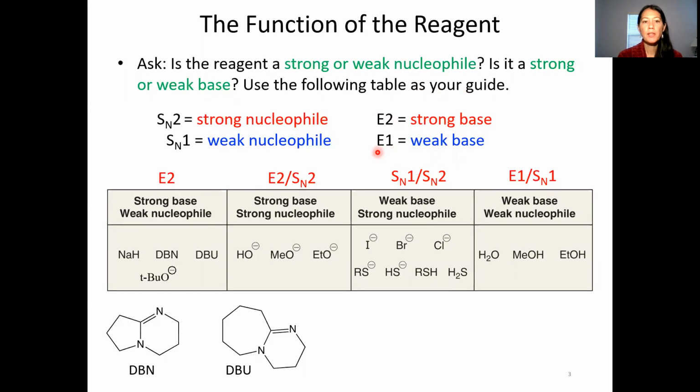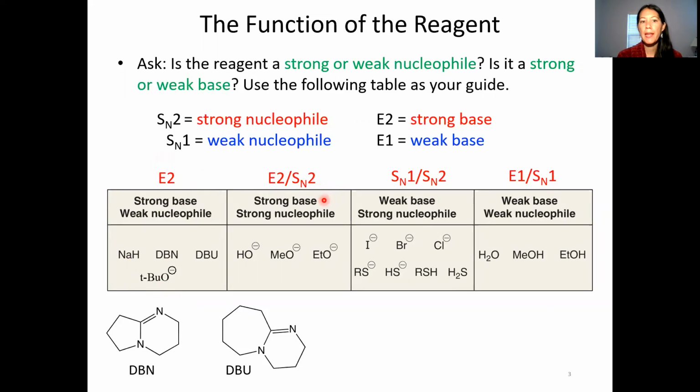Okay, so let's break it down: how do you know if it is a strong or weak nucleophile or base? Look at my chart. If you have a strong base and weak nucleophile, these guys fall under that category: tert-butoxide, DBU, DBN, which are shown here. Also sodium hydride. Hydride is H-. It'll deprotonate and get another H to become H2 gas. These will favor E2, the elimination mechanism.